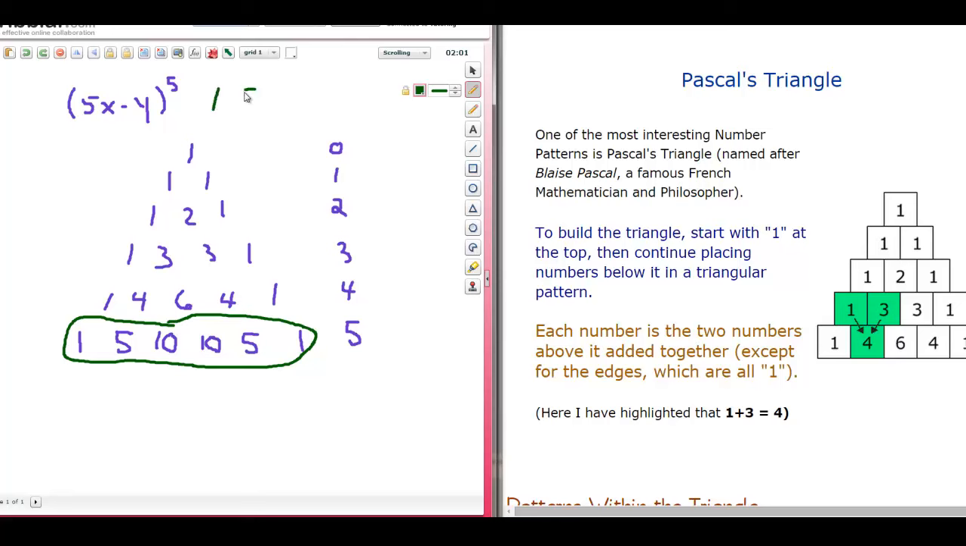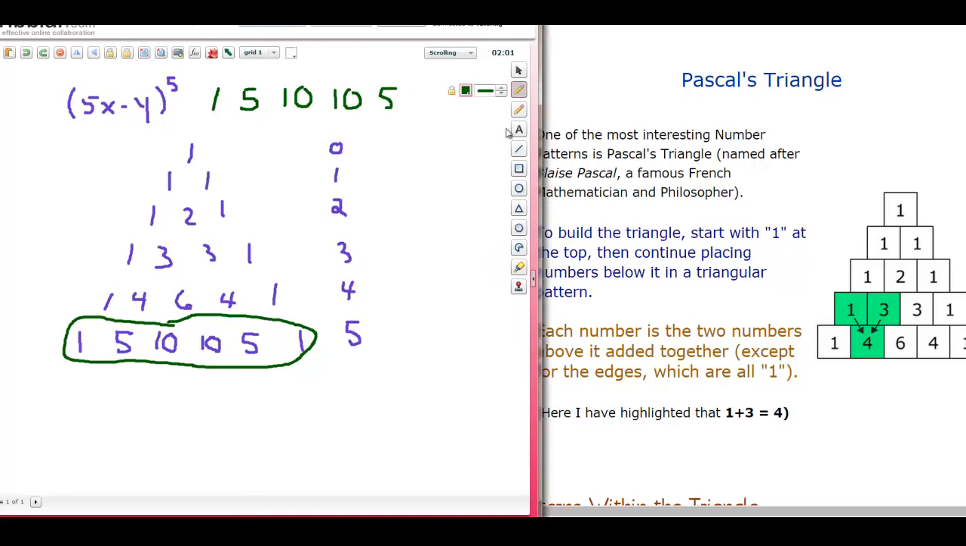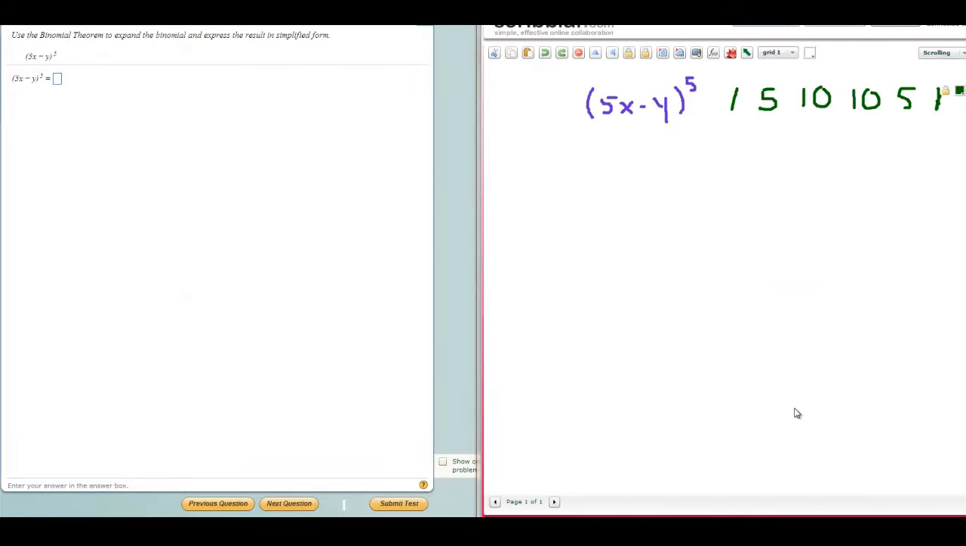So 1, 5, 10, 10, 5, and 1. So that's the row we need. All right, let's clean this up. So the question is, how are we going to use this? These all here represent the number that's going to be multiplied by the coefficient. And so this is Pascal's triangle.